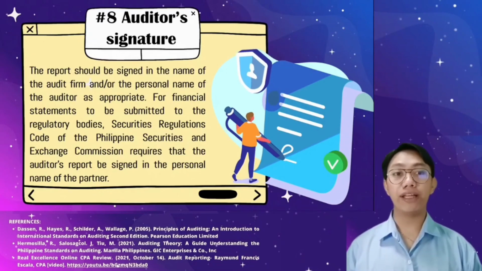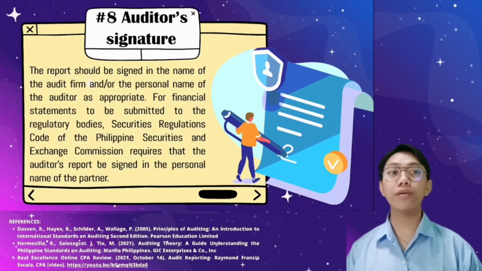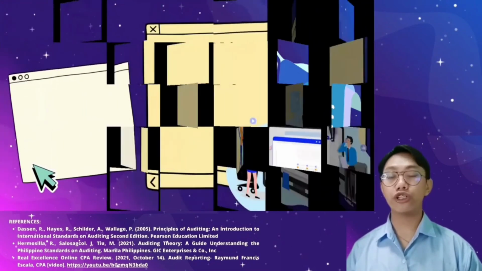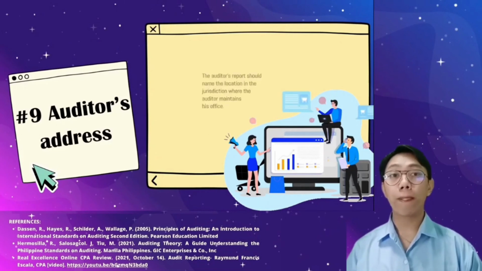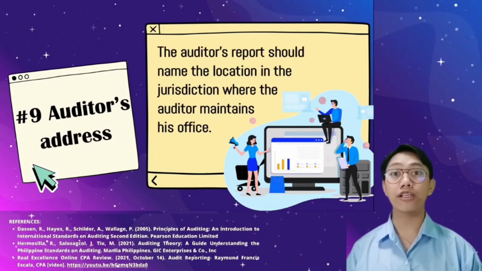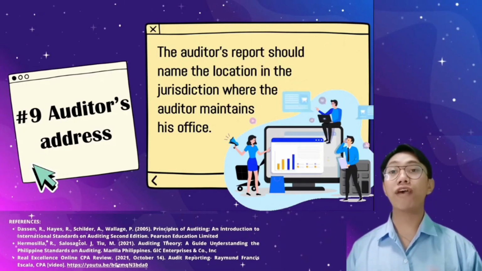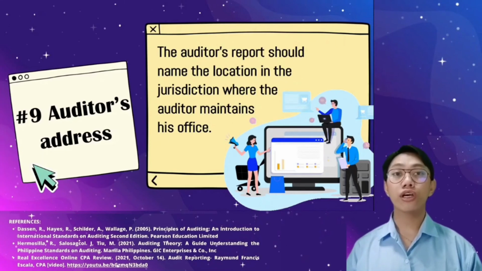For the ninth element is the auditor's address. The auditor's report should name the location in the jurisdiction where the auditor maintains his office. Dito, hindi naman kailangan na specific address nung firm yung ilalagay. Sapat na yung mismong lugar lang yung ilalagay sa auditor's address. Kasi ang purpose lang naman nito is if ever halimbawa may mga questions or gustong pumunta dun sa firm mo, alam kung saang lugar yung pupuntahan.